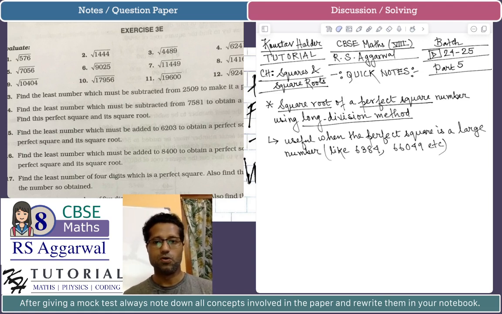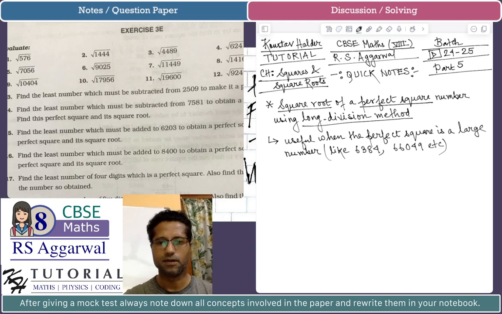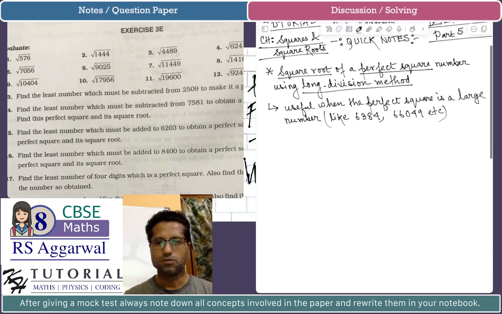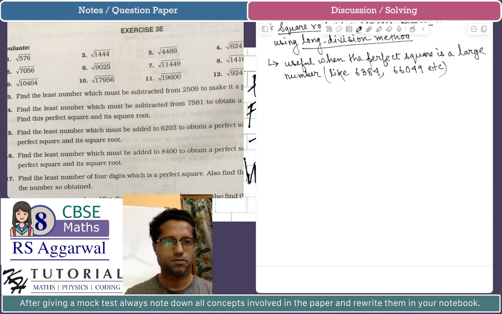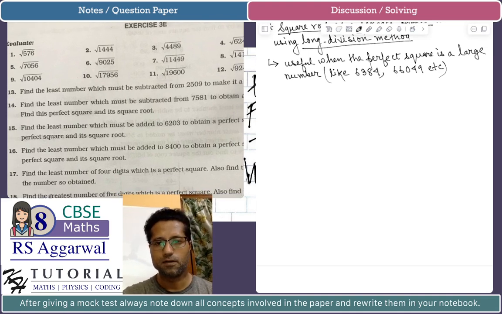Okay, so let's try to solve. I will not discuss the steps, or in computer language the algorithm, of how the long division method works. Let's solve the problems and understand it. So let's solve problem number 1 with a very small number. We have to find the square root of 576.